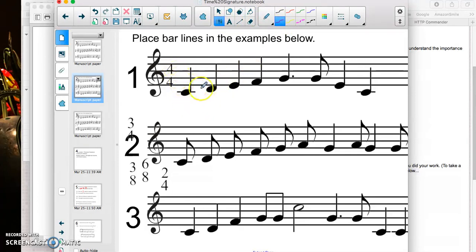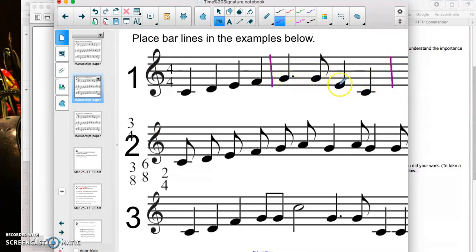Because I know in 4/4 time, I have 4 beats per measure. The quarter note receives 1 beat. Essentially, I can have 4 quarter notes in a measure or the equivalent of 4 quarter notes. So I'm going to count 1, 2, 3, 4 quarter notes. There's a bar line. Here's 1.5 beats plus a half of a beat. So this is 2 beats together. 3, 4.